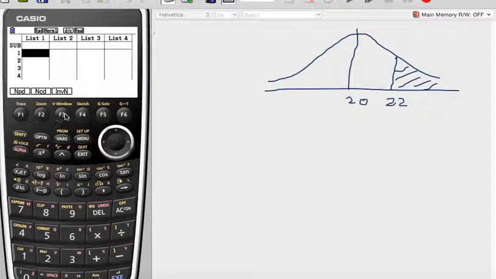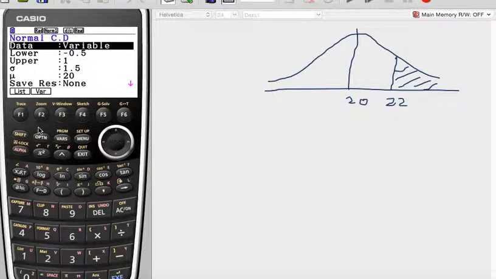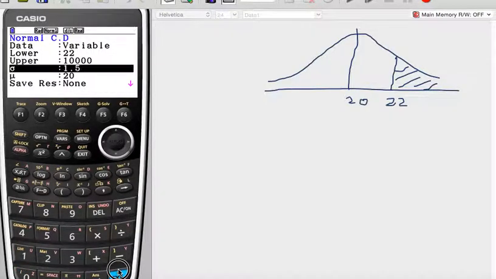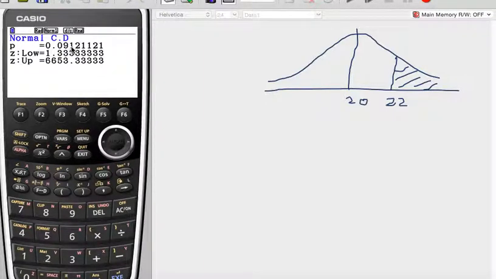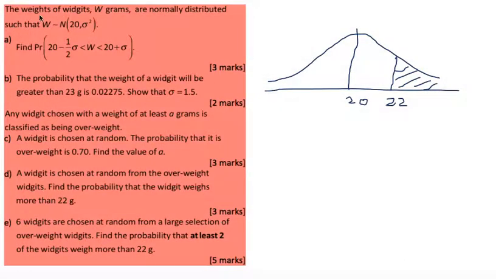Distribution, normal. I'm looking for an area, so I use this one. My lower area is 22. My upper area, I'm going to make it something big. And I've already got these put in there, so I get that as 0.0912. That's the probability it's bigger than 22.